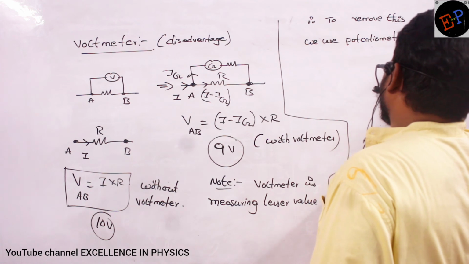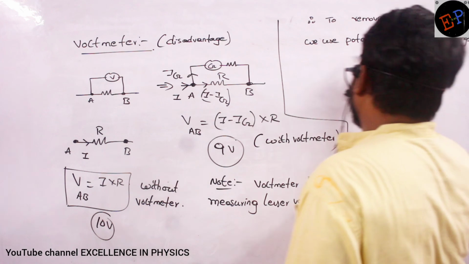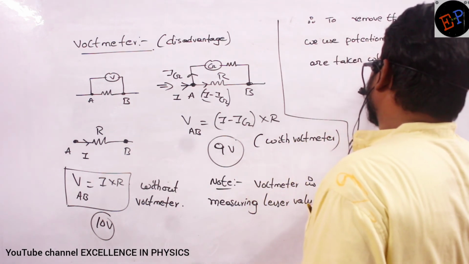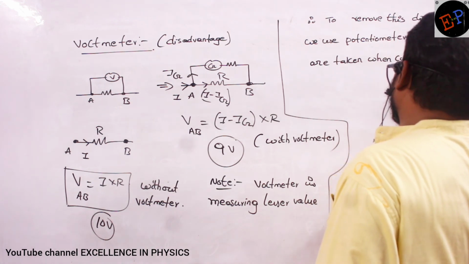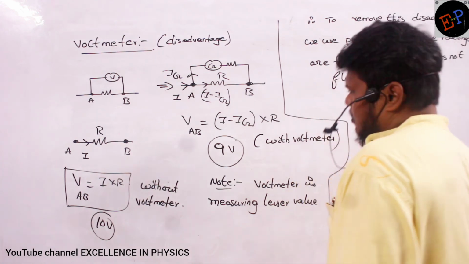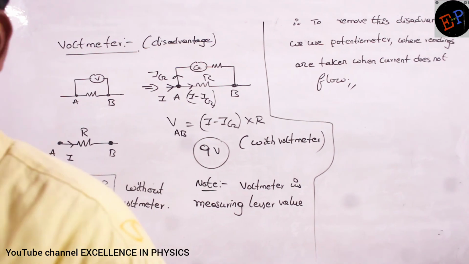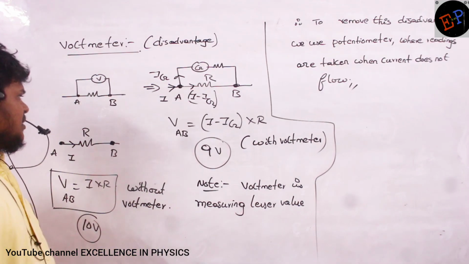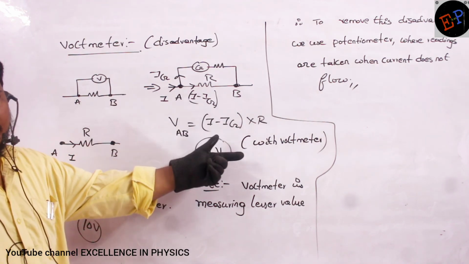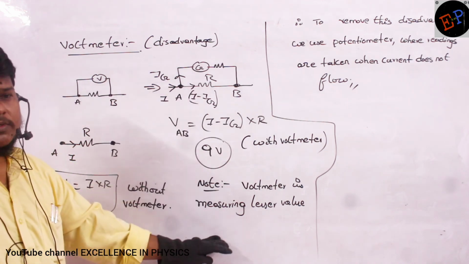We use potentiometer where readings are taken when current does not flow. Are you able to understand? Ammeter and voltmeter, they are working in which condition? Only when current is flowing. Ammeter also works when current is flowing. Voltmeter also works when current is flowing. And when current flows, they will introduce their own resistance. So automatically readings are lesser.